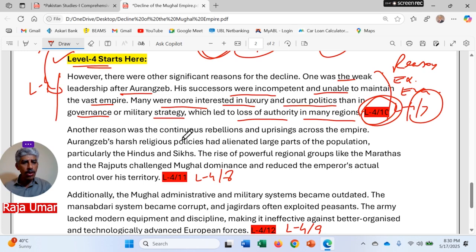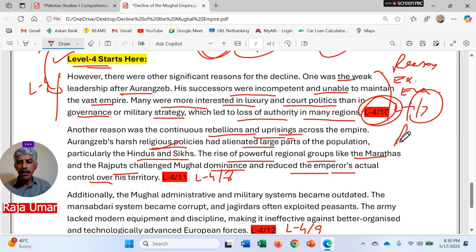Then another reason was the continuous rebellions and uprisings across the empire. Aurangzeb's harsh religious policies had alienated a large part of the population, particularly the Hindus and Sikhs. The rise of powerful regional groups like the Marathas and the Rajputs challenged Mughal dominance and reduced the emperor's actual control over his territory. So it means that the rebellions and uprisings led to the Sikhs and Hindus and the Marathas and Rajputs, and eventually to the Mughal emperor having no control over the empire.